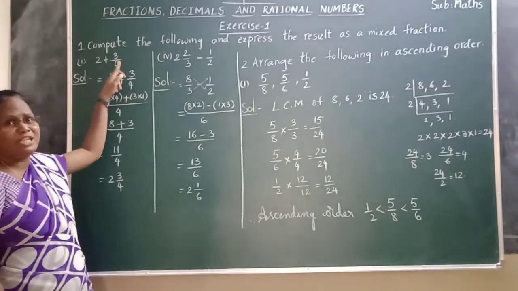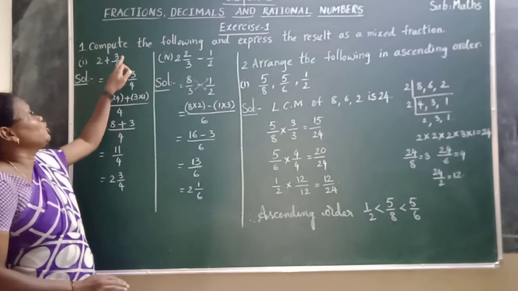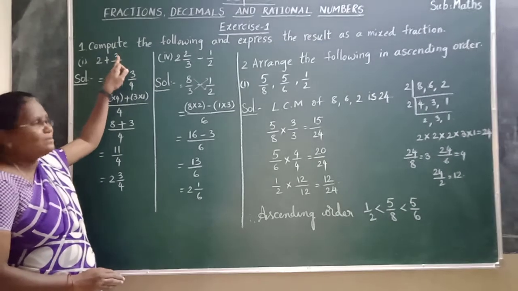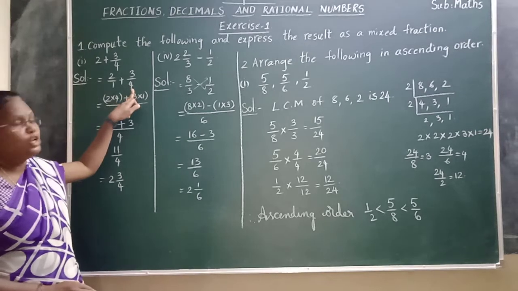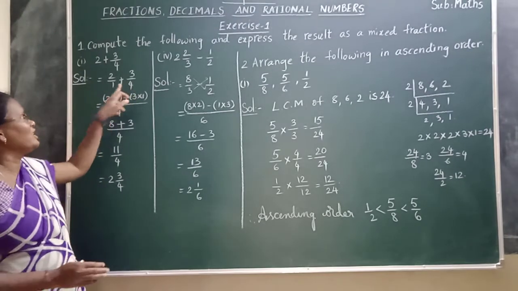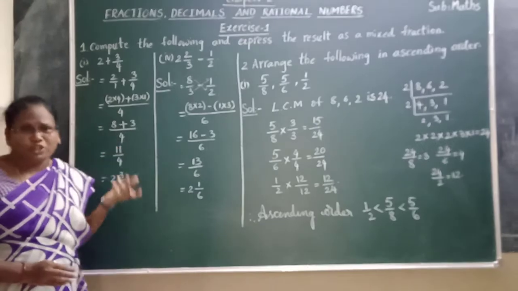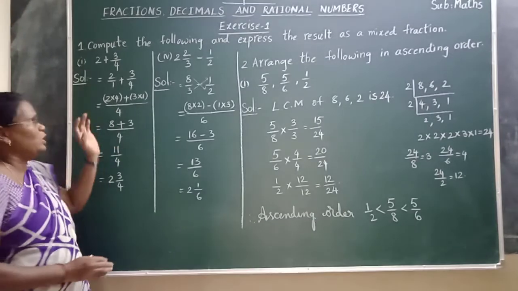2 is a whole number. 3 by 4, which fraction is this? Proper fraction. Numerator is the less number, denominator is the bigger number. Numerator is small, denominator is big. This is the proper fraction. Here 2 is the whole number. 2 by 1 means nothing to change. 2 by 1 means 2 only. That is the whole number.